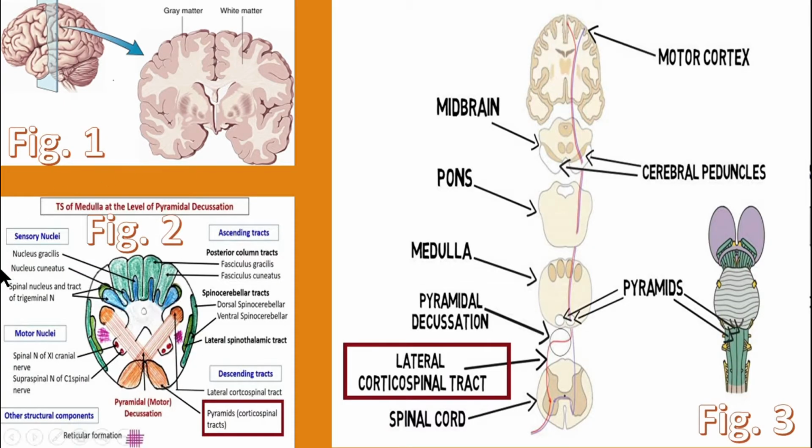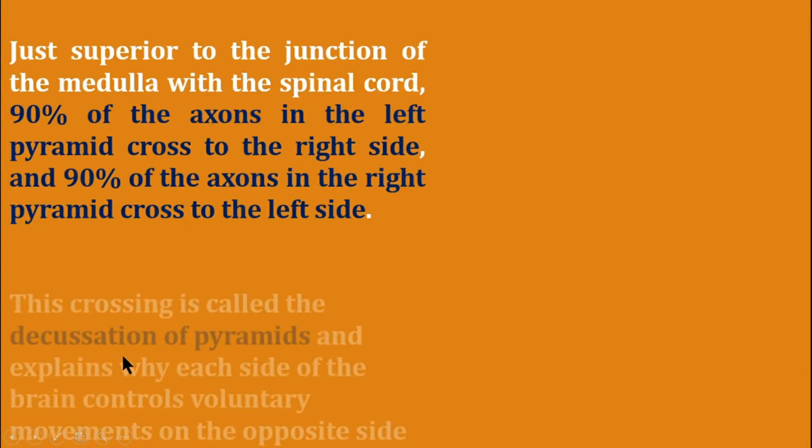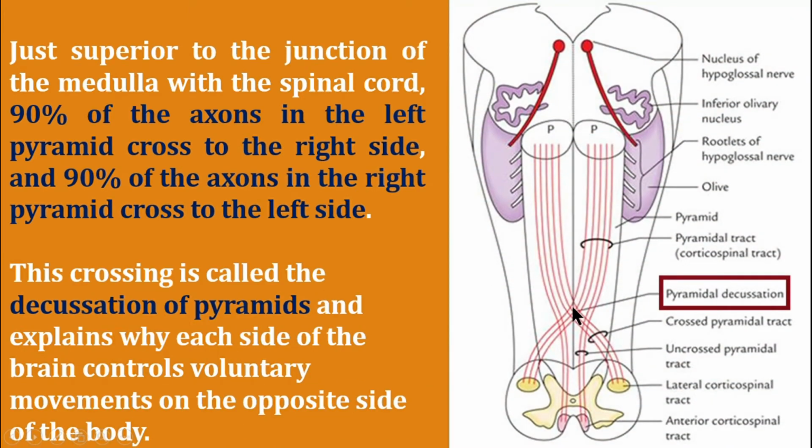In the previous slide we saw Image 2, where, just above the pyramid, there is a crossover of neurons. This cross-sectional image of the medulla gives a closer view of the crossover of neurons, or more specifically, the decussation of pyramids. Here we can see the anterior corticospinal tract, which is not involved in crossover and forms the uncrossed pyramidal tract. Beside that, there is the lateral corticospinal tract. The neurons of this tract cross over just superior to the pyramidal structure and form the decussation of pyramids.